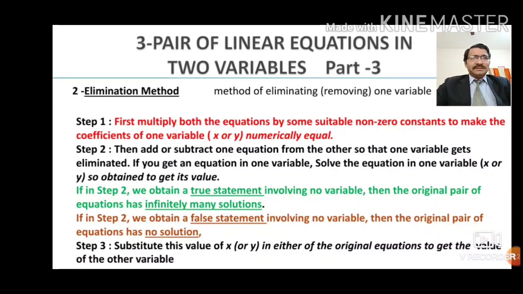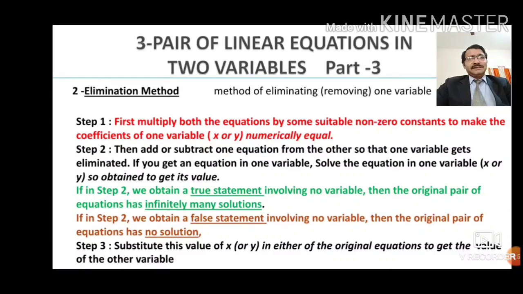Here in step 2, if we obtain a true statement, like 0 equal to 0, 5 equal to 5, 6 equal to 6, involving no variables, only numbers, like 2 equal to 2, 5 equal to 5, then the original pair of equations has infinitely many solutions. There will be infinitely many solutions if you have a true statement.